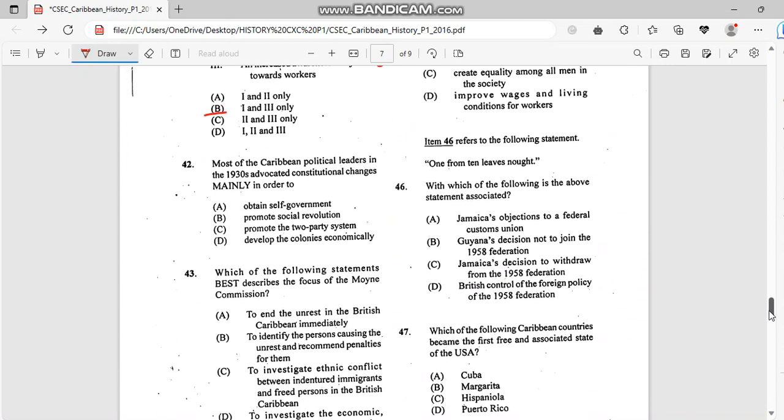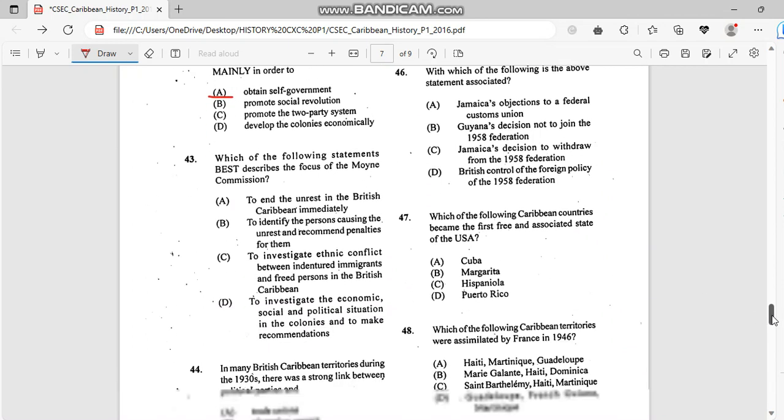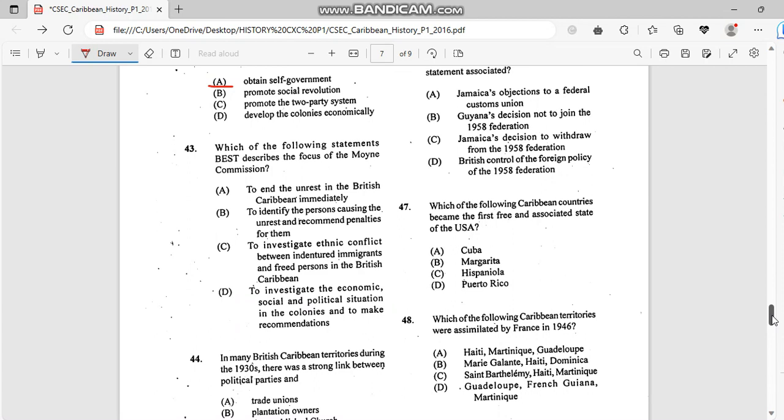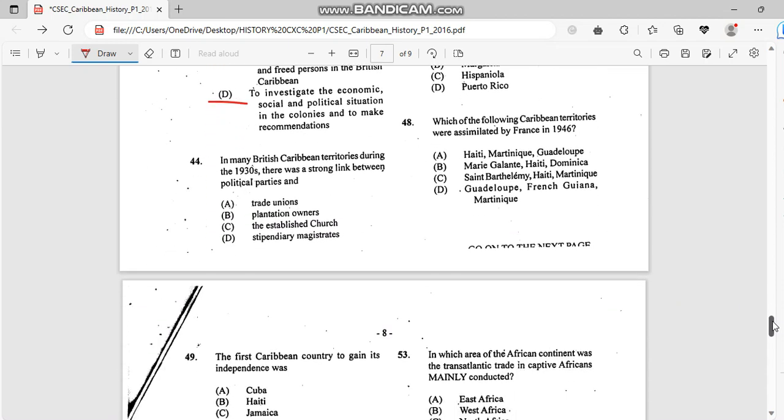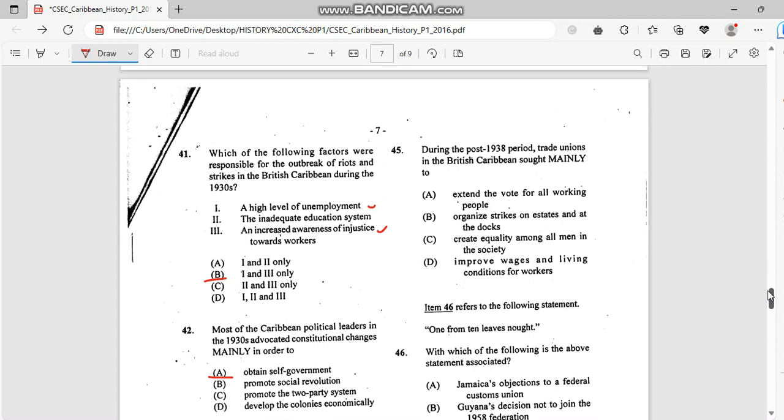Number 42. Sorry. Most of the Caribbean political leaders in the 1930s advocated constitutional changes mainly in order to obtain self-government. Number 43. Which of the following statements best describes the focus of the Moyne Commission? And it was to investigate economic, social, and political situation, and to make recommendations. Alright. Number 44. In many British Caribbean territories during the 1930s, there was a strong link between political parties and the answer is trade unions. Number 45. During the post-1938 period, trade unions in the British Caribbean sought mainly to organize, extend, no, and it was to improve wages and living conditions for workers.